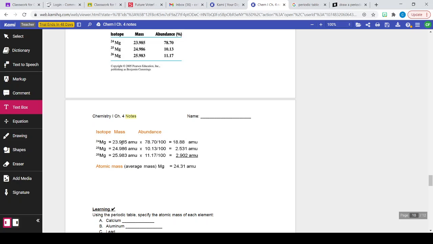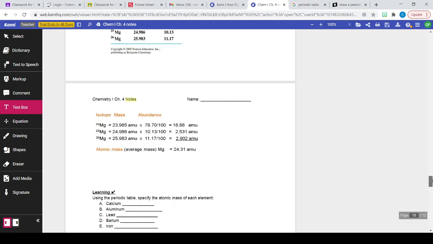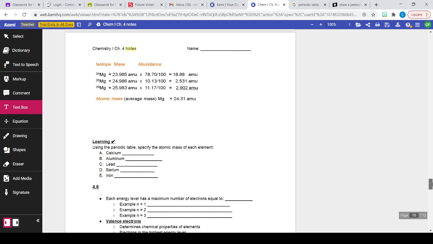magnesium 24 weighs 23.985. We find that about 78, almost 79% of the time on Earth is magnesium 24. So they're going to take 23.985 times, really what they're multiplying by is 0.7870, and you get 18.88. They're going to do that for magnesium 25 and magnesium 26. They're going to multiply by the percent abundance, and then you get these numbers right here. When you add all those up, you get 24.31, which is the mass on the periodic table. So it's just an average. So that's why it is okay that we round these masses.